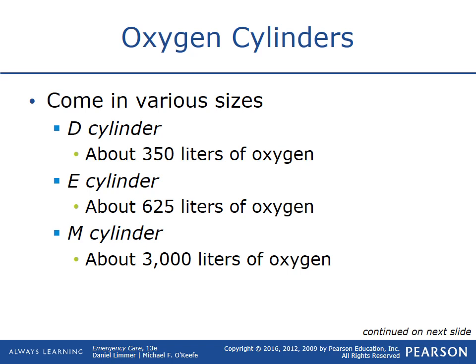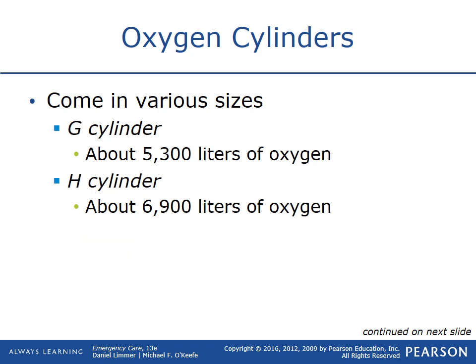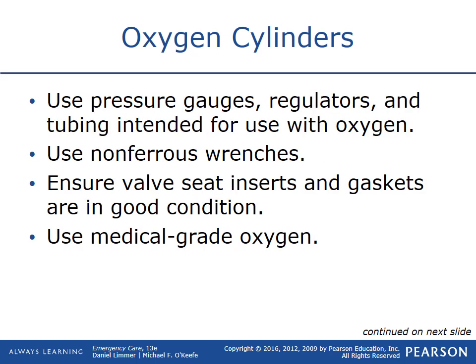Incidentally, they all have measurements that go up to 2,000 psi of pressure. The G cylinder has about 5,300 liters and the H cylinder has about 6,900 liters. They use pressure gauges, regulators, and tubing that you use with oxygen. They use non-ferrous wrenches. You have to ensure that the valve seat inserts and gaskets are in good condition, otherwise you'll have leakages. And you want to use medical grade oxygen.